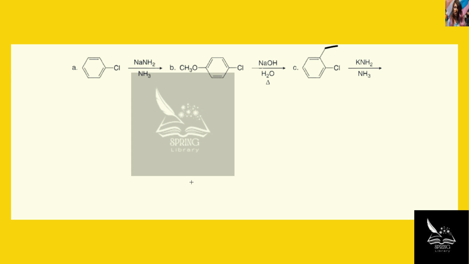The problem asks us to draw the product of each reaction. In each of these, we have an electron-poor benzene ring reacting with a very strong nucleophile, NH2 minus, with ammonia. So we can assume that this is going to be a nucleophilic aromatic substitution.